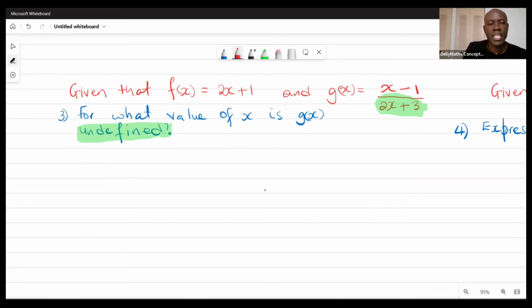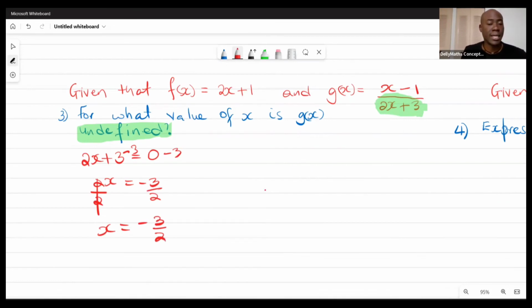Here goes. In this case, we're looking at 2x plus 3 is equal to 0. That is setting the denominator to 0. And from here, we want to solve. So we'll subtract 3 from both sides. 2x is now equal to negative 3. Let us divide both sides by 2. So x is equal to negative 3 over 2. This is suggesting that if x is equal to negative 3 over 2, then the g function will be undefined. It won't be possible. That means we will get a 0 at the denominator, which means your calculator will not be able to give you a value.